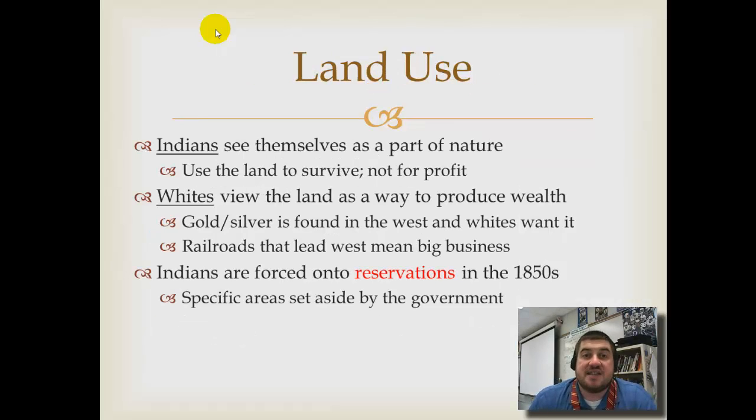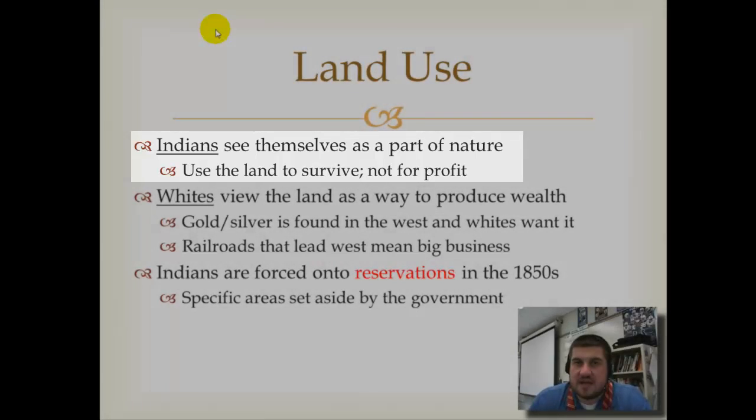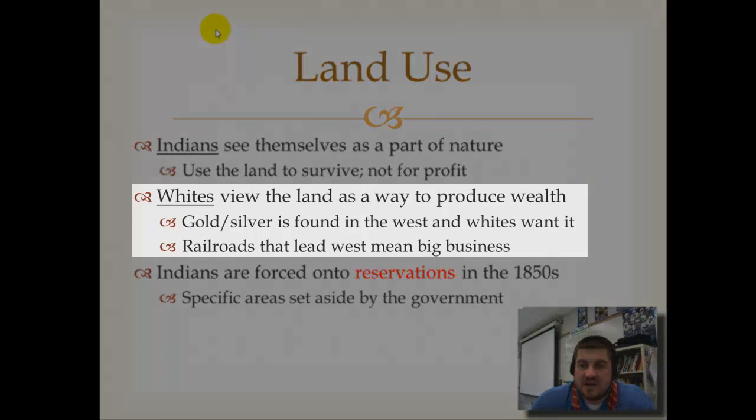So Indians usually see themselves as a part of nature. They share the land with one another, and they use it to survive. If they kill a buffalo, they use every part of the buffalo. They even shape bones into tools. So they use every part that they can because they see nature as sacred.